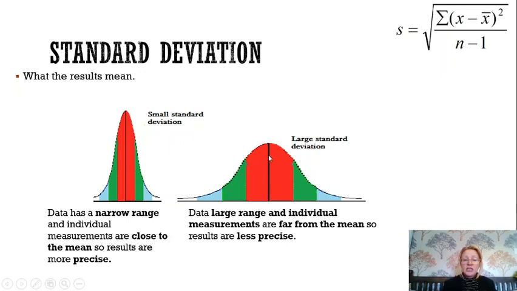Here you can see that the data is really spread out from the mean. So we've got a large standard deviation here. You've got a very large range, and those individual measurements are pretty far away from the mean value here. So these are a lot less precise. We'd say this has got low precision here.